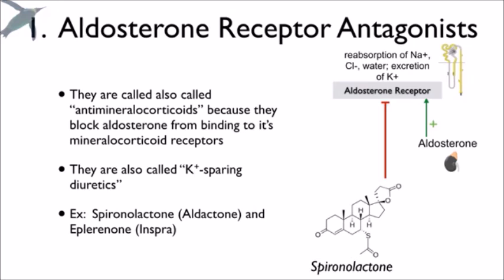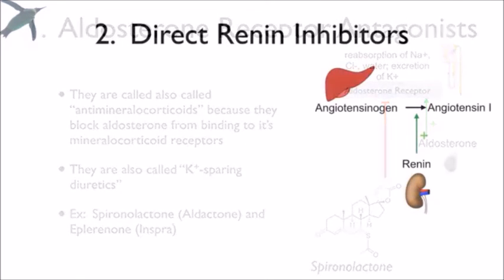So, for example, spironolactone is the most common one. I have the trade names here in parentheses. This is an antagonist. It blocks aldosterone from binding to those receptors, so it will prevent aldosterone from causing these effects.